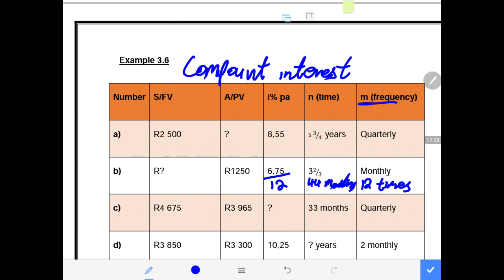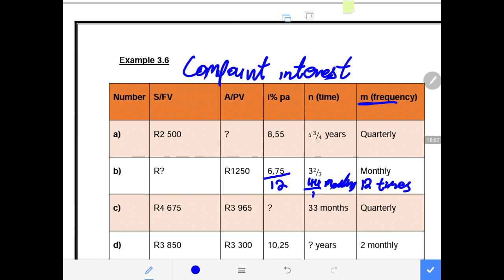We need to ask ourselves how many months do we have in a month. I want to say this once again: how many months do we have in a month? Because our interest is compounded every month, meaning once a month. There's only 1 month, so our n will be divided by 1. This is very, very important to take note.